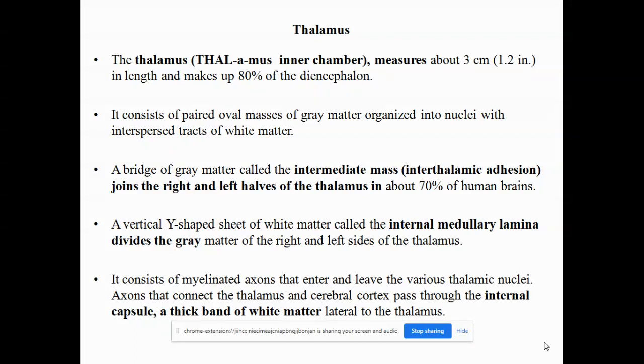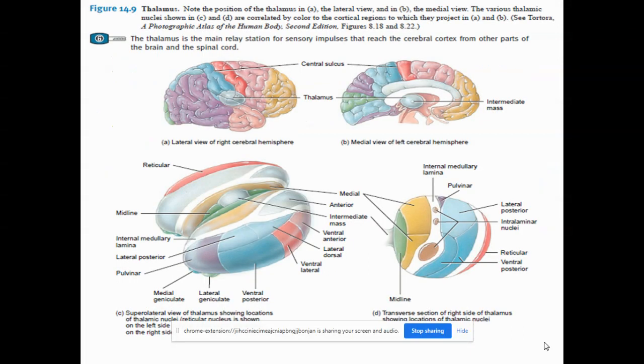The internal capsule is a thick band of white matter lateral to the thalamus. Here you can see the picture of the thalamus. This is the lateral view of the right hemisphere. This is the medial view of the left cerebral hemisphere. You can see the central sulcus and this is the thalamus. This is the intermediate mass. Here you can see the right and left sides of the thalamus and the intermediate mass, which is the structure connecting the right and left sides of the thalamus.